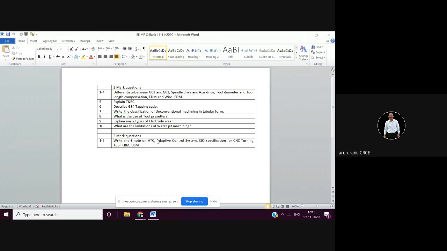ATC stands for the automatic tool changer, which is used for changing the tools unmanned, and for the mass production. And for the mass production, this one or two sentences, and then you can describe automatic tool changer how it is. The diagram is must. Diagram is must. So you must show the tool magazine. You must show the changing arm, and you must show the spindle, and then you can describe the diagram.